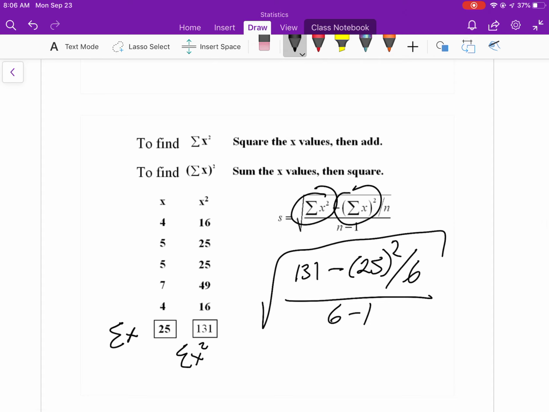Okay, so I like to work with that fraction first. 131 minus that answer divided by 5, and then take my square root. And my standard deviation is approximately 2.32 if I round to the nearest 100 spot.